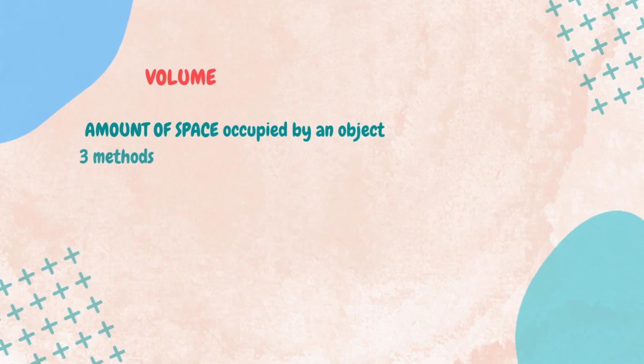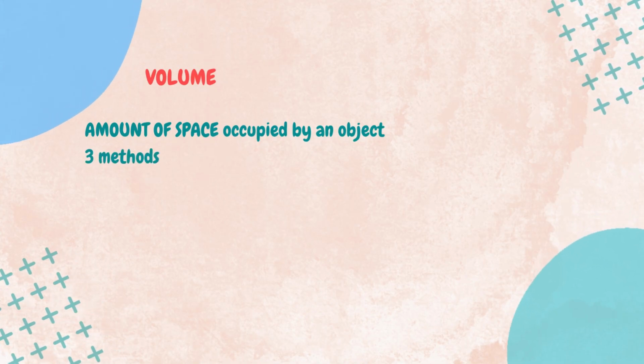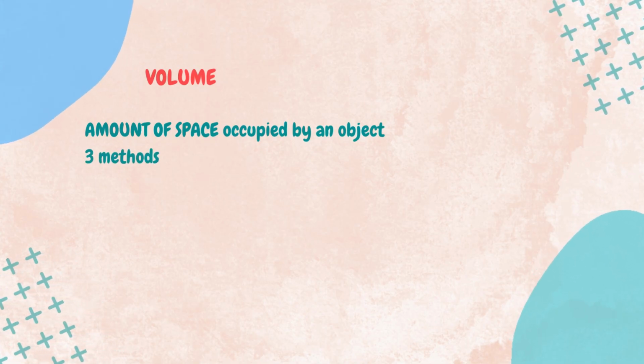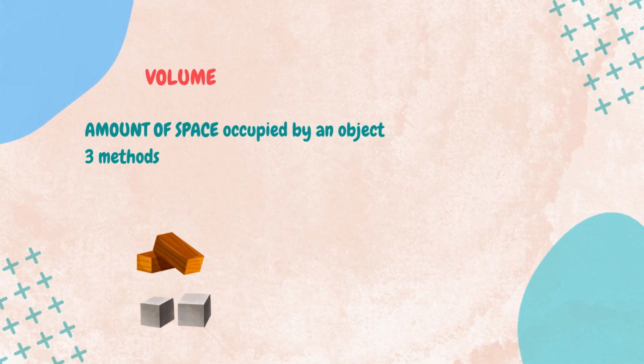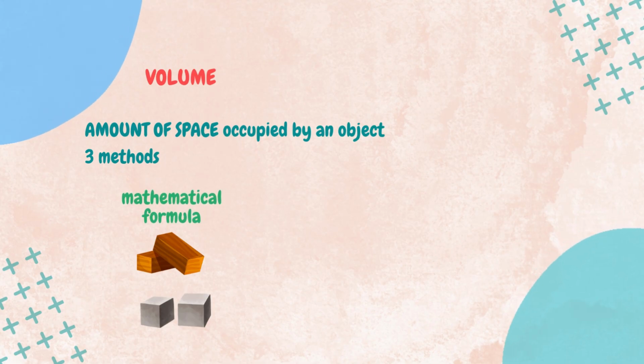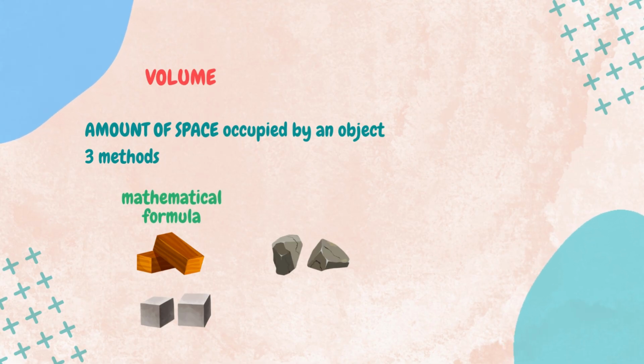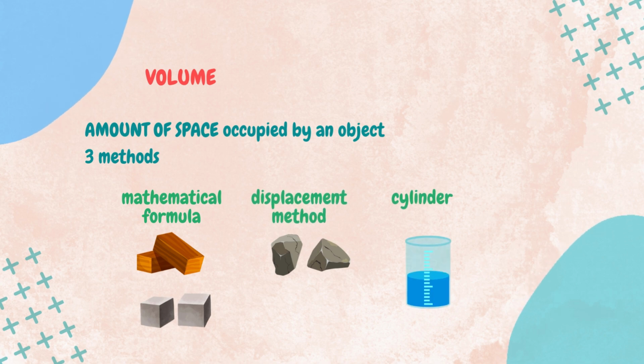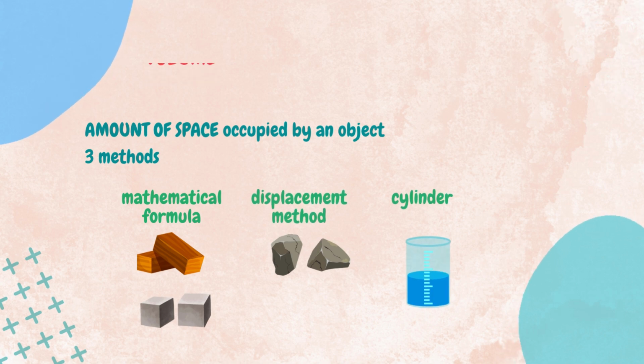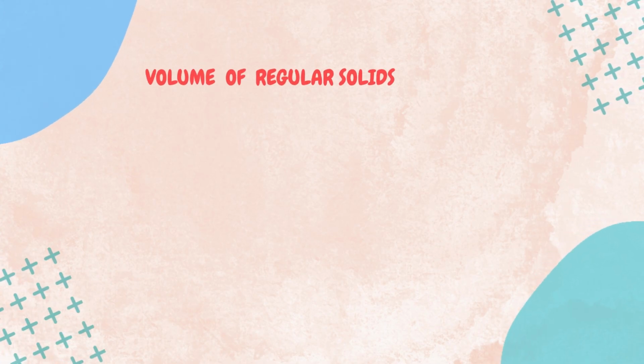There are three main methods of calculating the volume of substances in physics and chemistry. The method is based on the shape and nature of the substance. Regular objects such as wooden blocks and metal rods are calculated using a mathematical formula. Irregular objects such as stones are calculated using a displacement method. A cylinder calculates the volume of liquid substances. Let's start with the first method. How to measure the volume of regular objects.